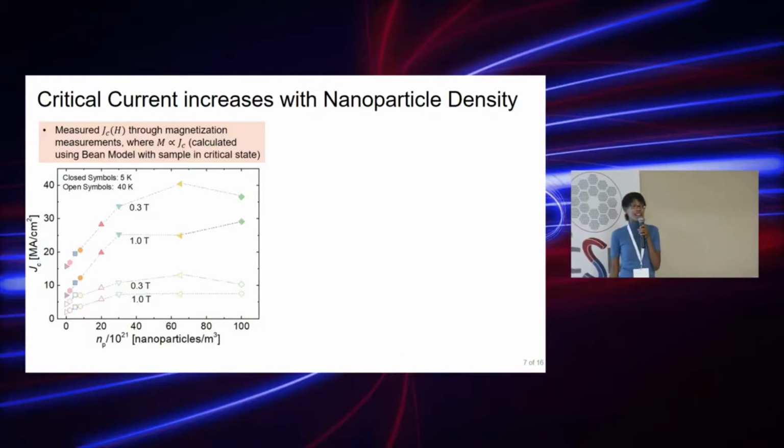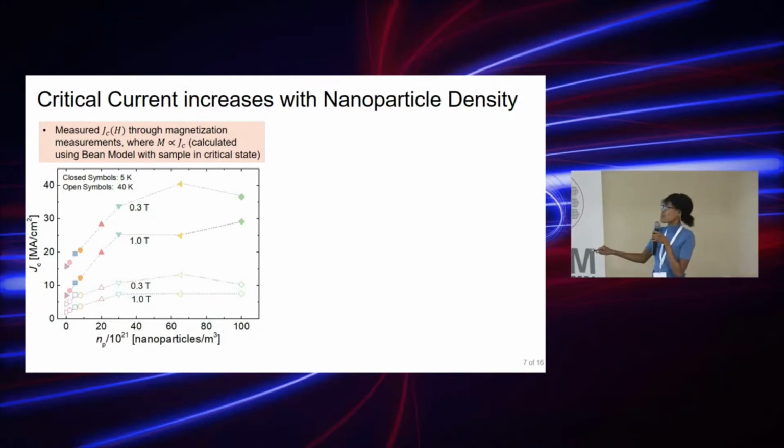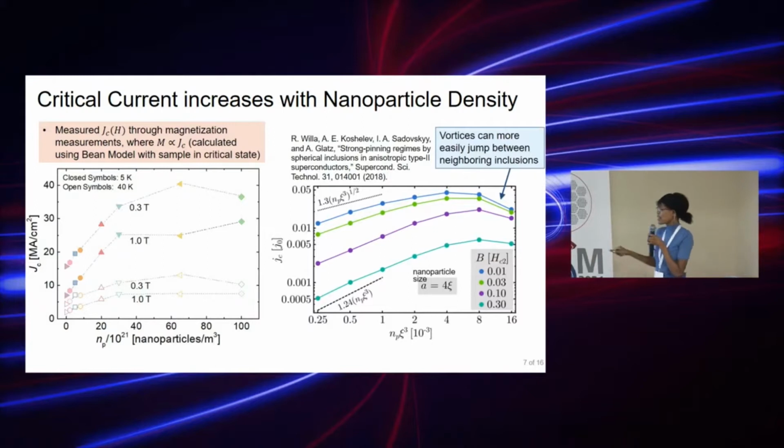However, note that our magnetic field tunes our vortex density such that at higher fields we may see the flattening out occur at higher nanoparticle densities. However, I don't have very many points in this range, so I don't have too much resolution to look at that.